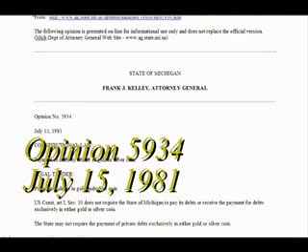For example, here's an informed opinion from the Attorney General of the state of Michigan.